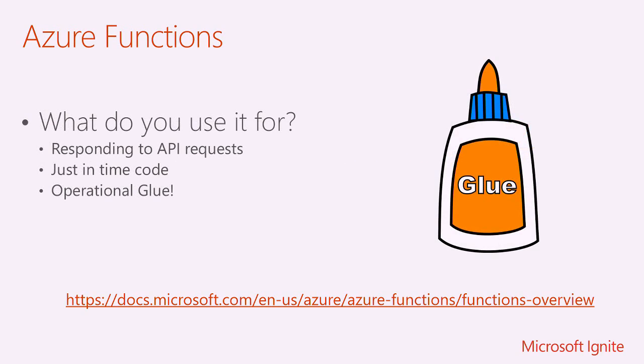Exactly that, glue. So what do we use it for? A lot of people use it for just responding to API requests. You can really use it in that serverless sort of framework. But we actually use it quite heavily for just-in-time code. And it really is our operational glue.